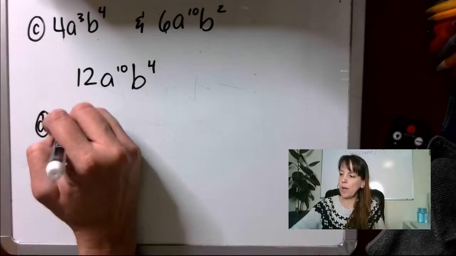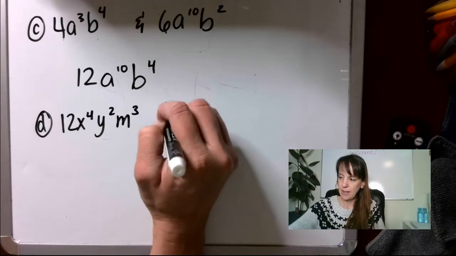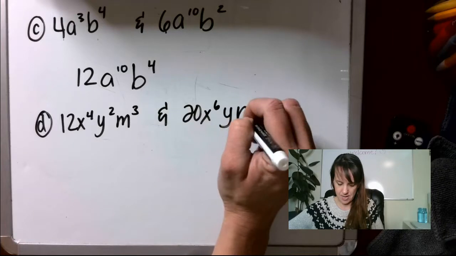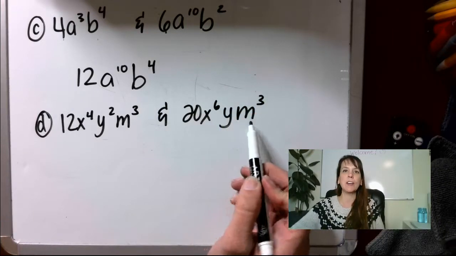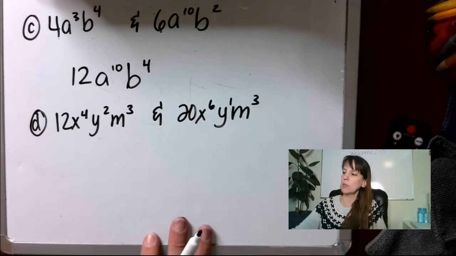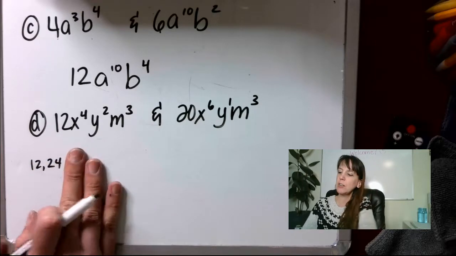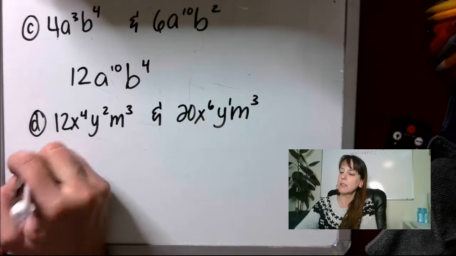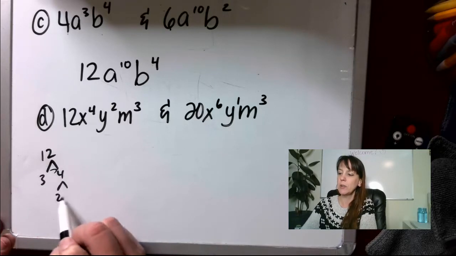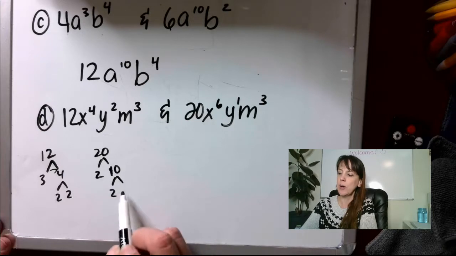D is 12x to the fourth, y squared, m cubed, and 20x to the sixth, y, m cubed. Now remember, right here, this is a 1 attached here. That 3 is only attached to the m, not to the y. Let's deal with those numbers. We've got 12, 24. Actually, you know what, 12 and 20? Let's do this. 12 we're going to break down as 3 and 4, 2 and 2. 20 we can break down as 2 and 10, which is 2 and 5.